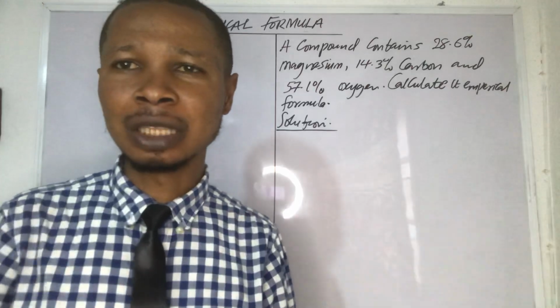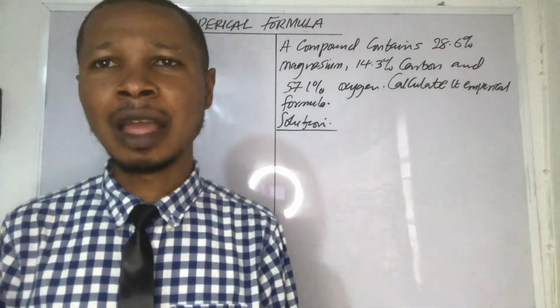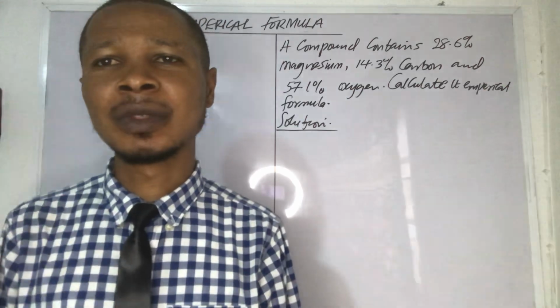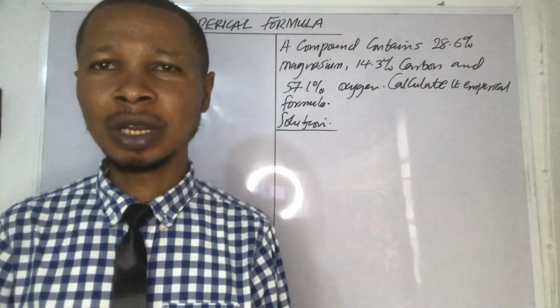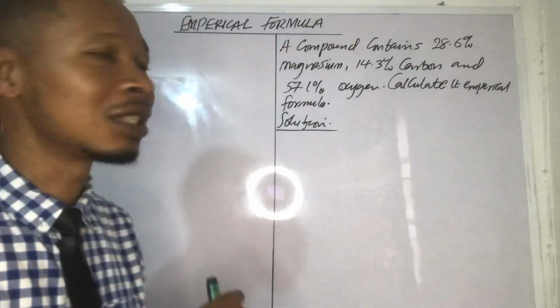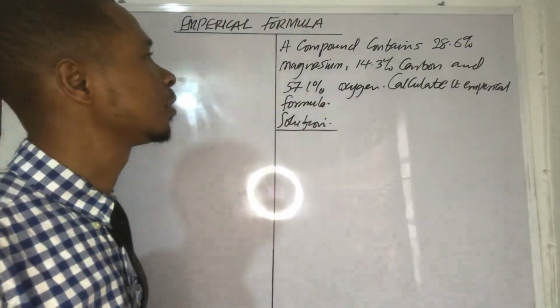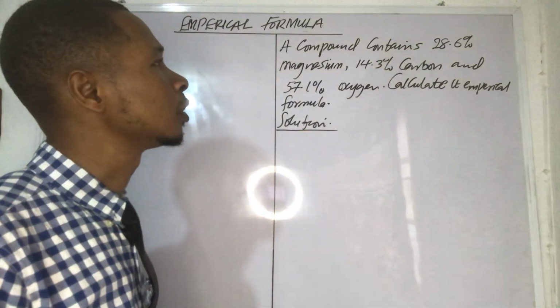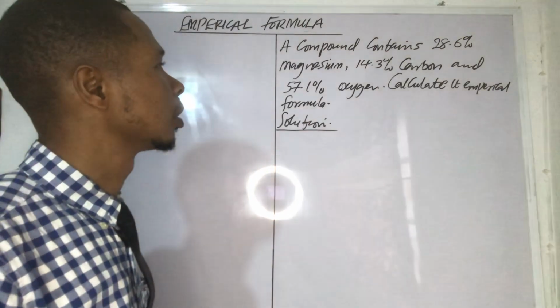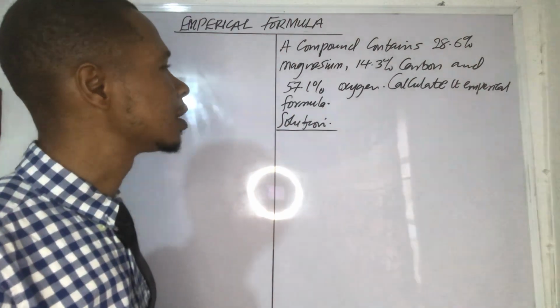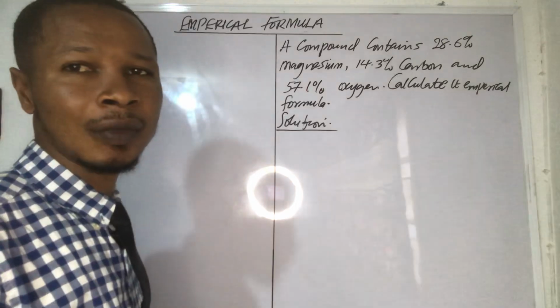Now we are looking at calculation of empirical formula. How do you calculate the empirical formula of a compound? Let's look at this example. A compound contains 28.6% magnesium, 14.3% carbon, and 57.1% oxygen. Calculate its empirical formula. How do you start?